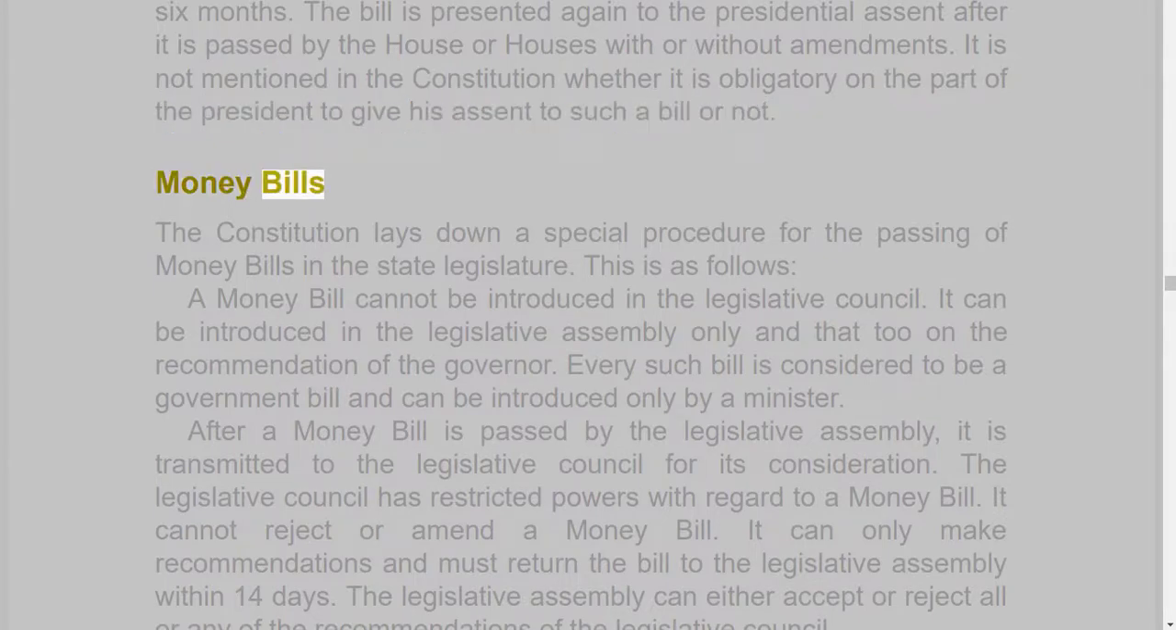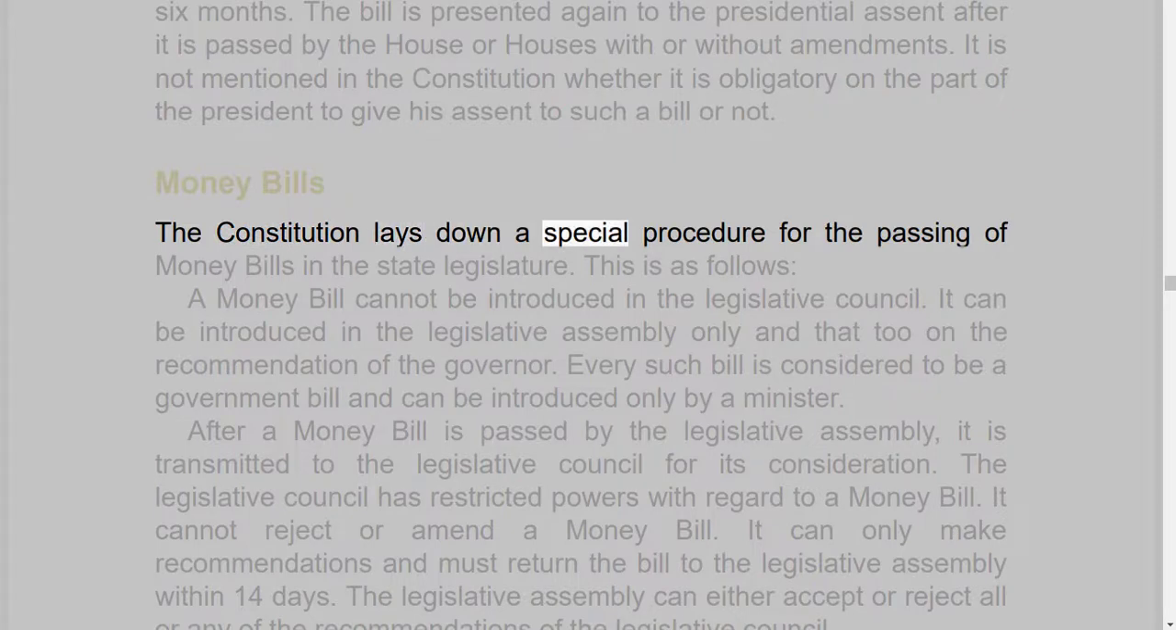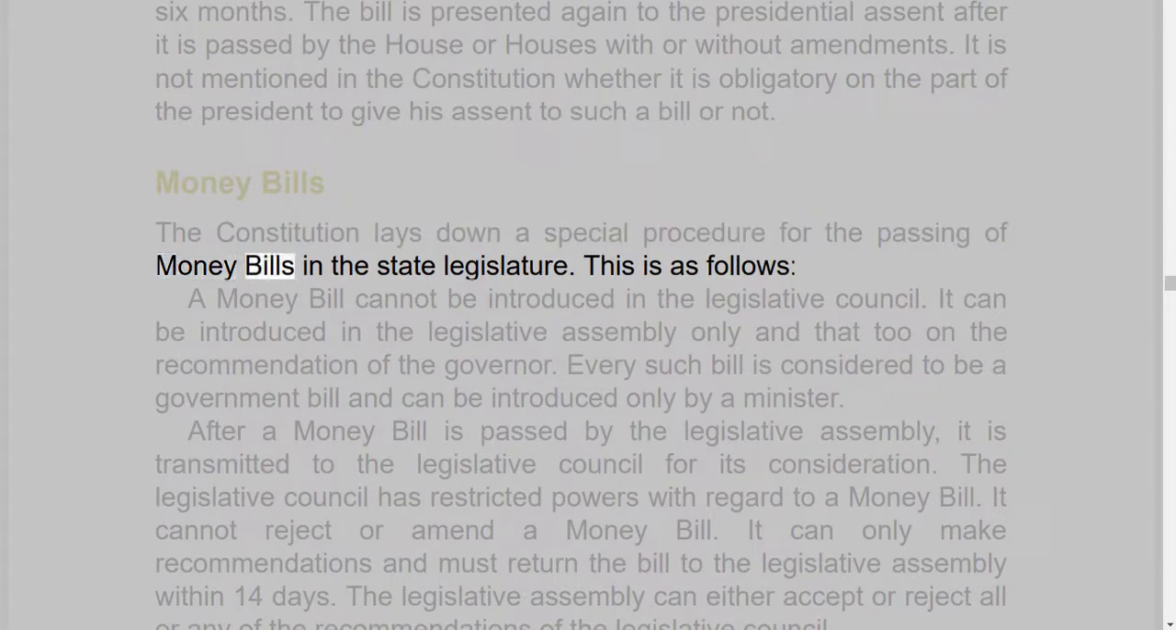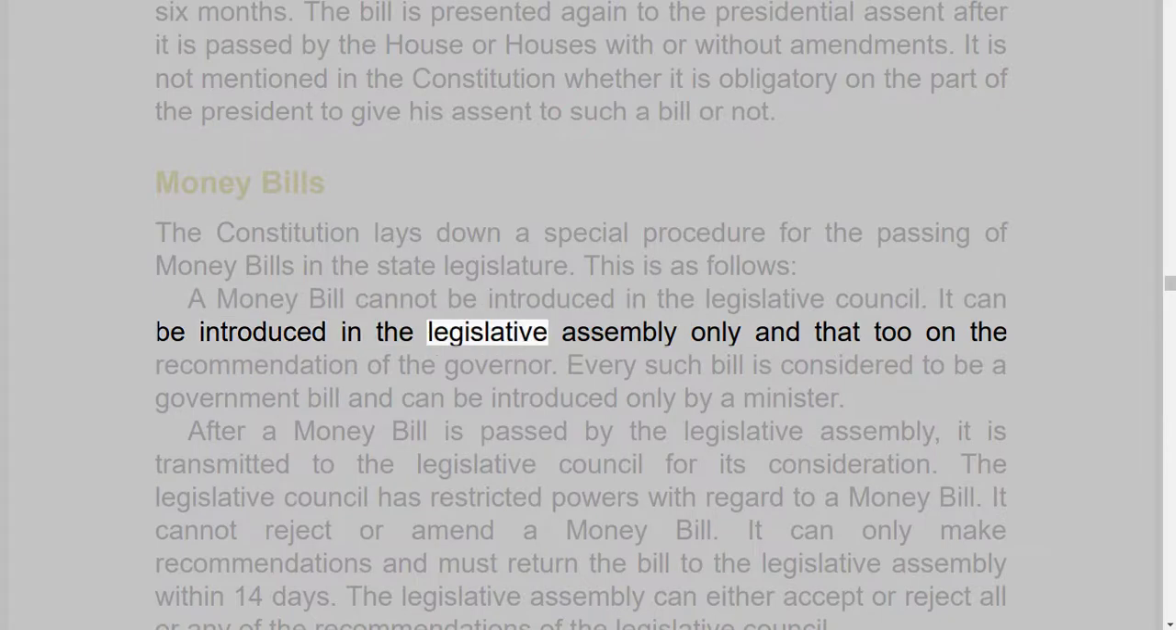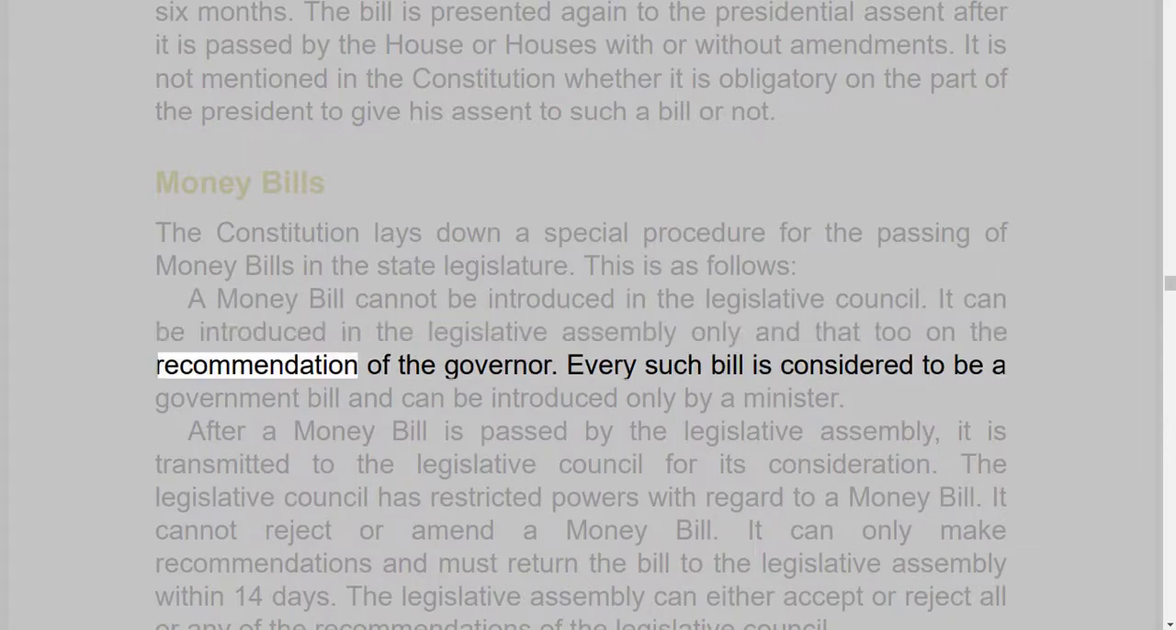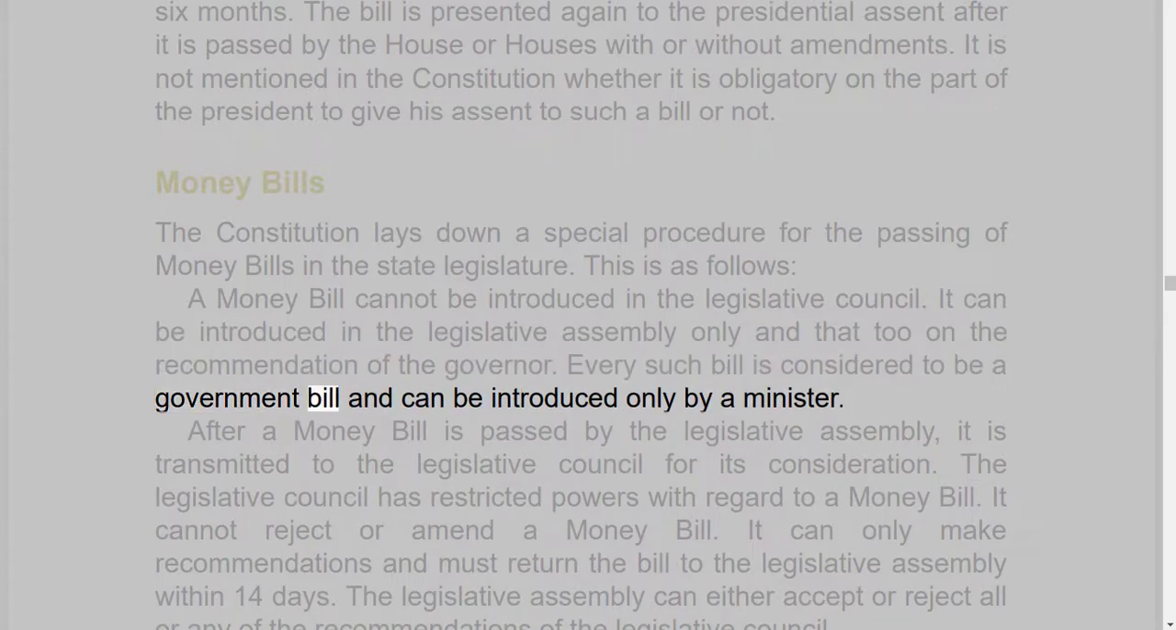Money bills. The Constitution lays down a special procedure for the passing of money bills in the state legislature. This is as follows: a money bill cannot be introduced in the Legislative Council. It can be introduced in the Legislative Assembly only, and that too on the recommendation of the governor. Every such bill is considered to be a government bill and can be introduced only by a minister.